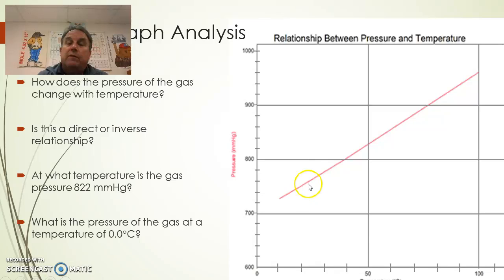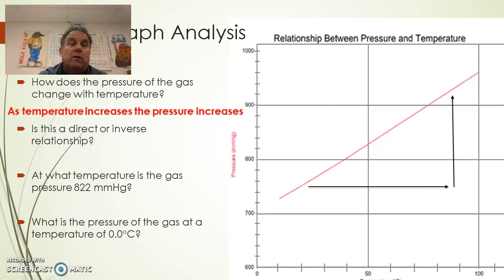Well, if we follow the line, you can see that it has a positive slope, which means as the x changes, it's increasing from low numbers to high numbers as we go up the line. And what's happening to the y numbers? Well, they're also increasing, going from lower numbers to higher numbers. So that's how we would describe it. As the temperature increases, the pressure also increases.